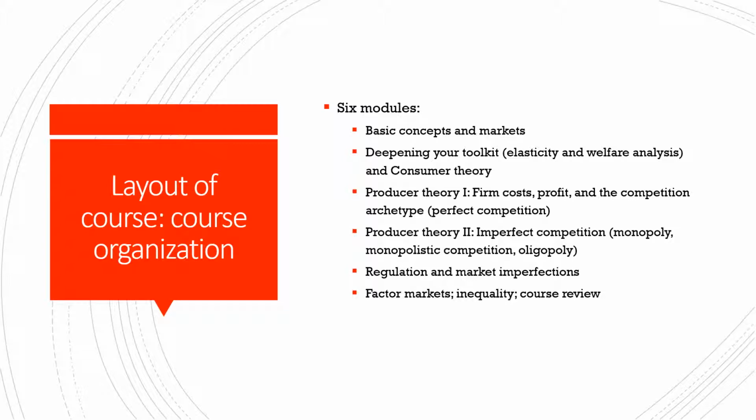In week 1, we'll cover costs of production, profit maximization, and the archetypal example of competition, something called perfect competition. In the following week, we move on to imperfect competition. And so the classic examples of that in an introductory microeconomics course are monopolies and 2 types of firms or competition that you're probably not familiar with, monopolistic competition and oligopoly.